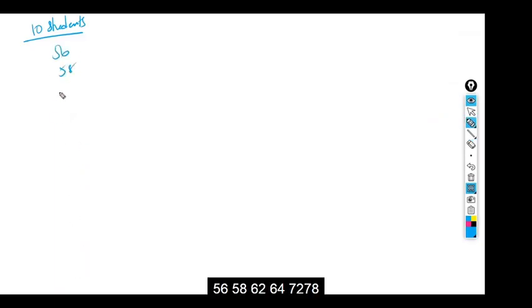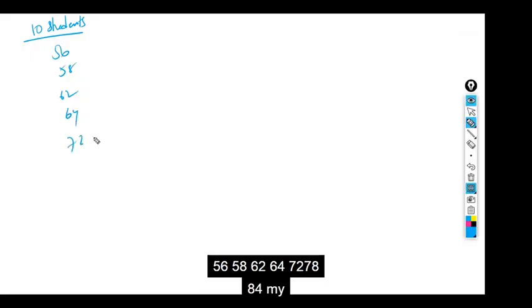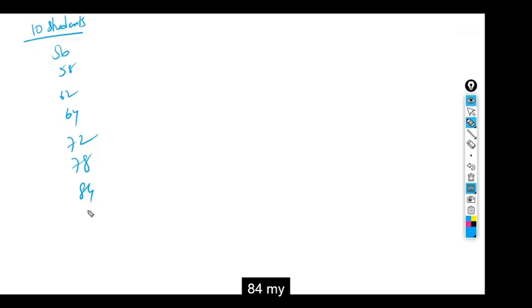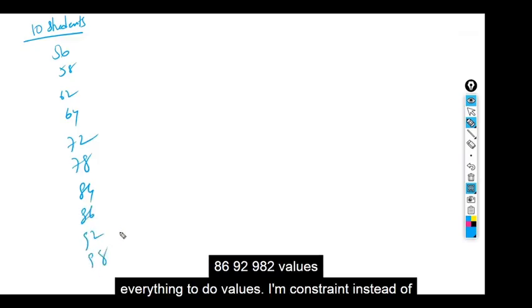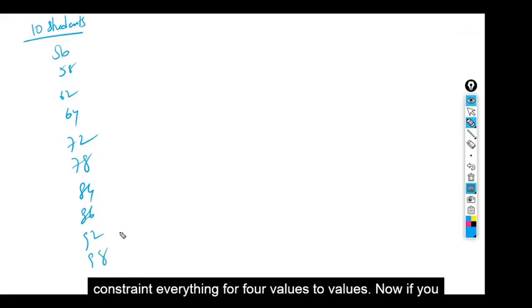56, 58, 62, 64, 72, 78, 84, 86, 92, 98. Two values in each range, I am considering. Instead of considering four values in each, two values.